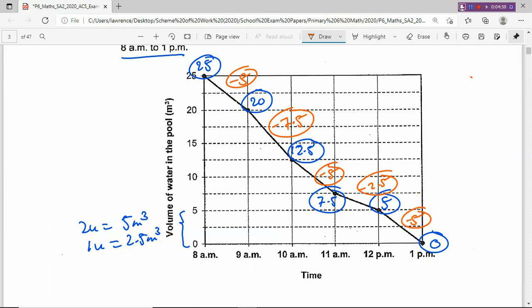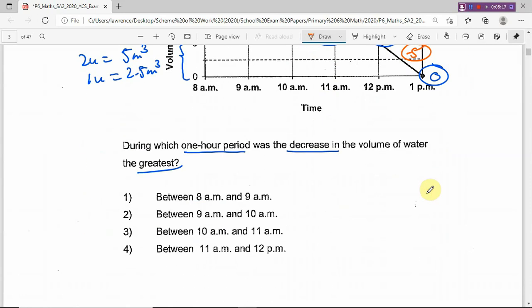So which is the biggest degrees? If you look carefully, your biggest degrees will be from here until here because you have the biggest number. Now look at the orange numbers, you have the biggest degrees. So from 9 to 10 a.m. you will have the biggest degrees. So your answer will be 9 and 10, answer number 2.